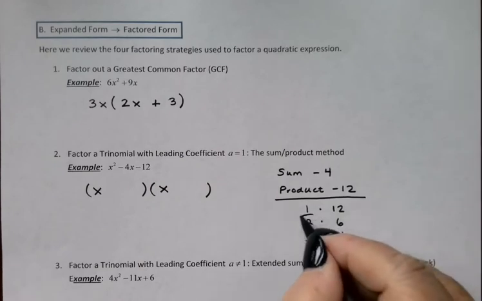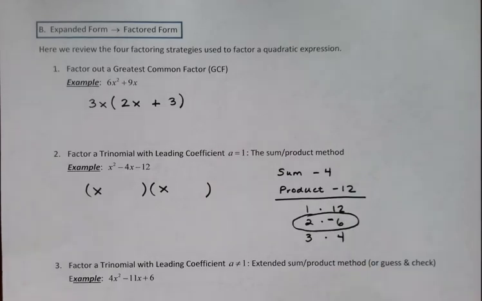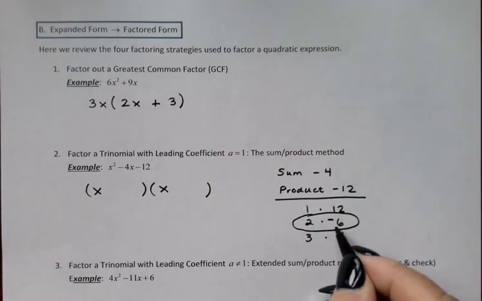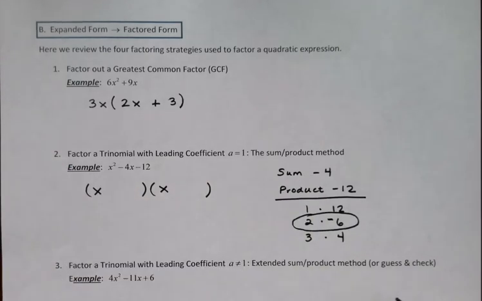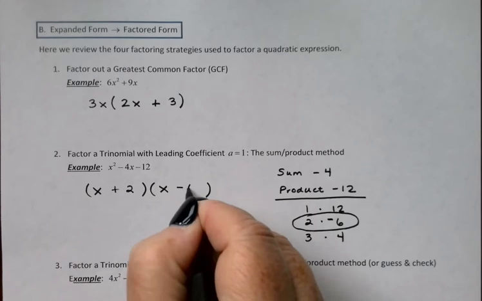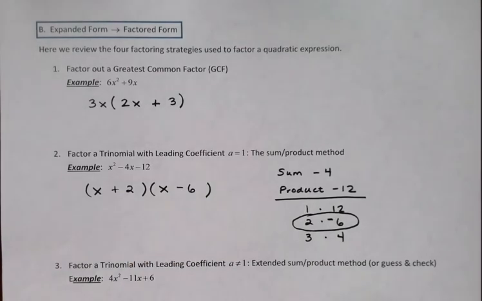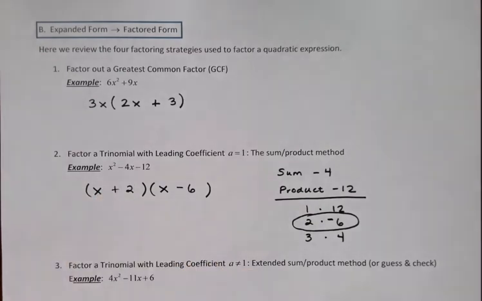So looking at these, I'm thinking if I used this one and put a negative on the 6, now they do indeed multiply to -12. And if I were to add 2 and -6, I would get -4. So I'm going to end up with a +2 and a -6. X plus 2 times x minus 6 is my factored form. Again, you could check that by doing FOIL to multiply it back out. And you should see that you get the original x squared minus 4x minus 12.